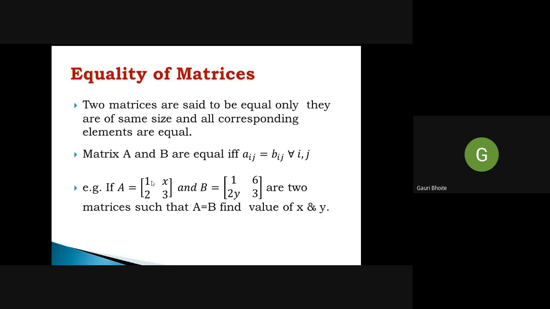Okay, so A11 is 1, here B11 is 1. A12 is x, B12 is 6. So x must be equal to 6, then only these two matrices are the same. Then A21 is 2 and B21 is 2y. So 2y must be 2 and y must be 1. Then A22 and B22 are the same. So if these two matrices are the same, x must be equal to 6, 2y must be 2 and y must be equal to 1. So in this way we use this.